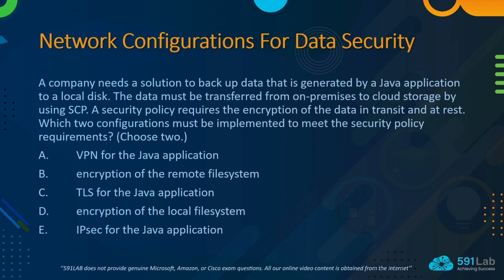Option A, VPN for the Java application. Option B, encryption of the remote file system. Option C, TLS for the Java application. Option D, encryption of the local file system. Option E, IPsec for the Java application.